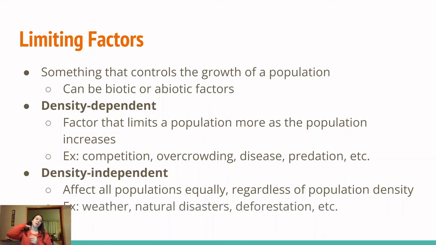So a lot of these come from Mother Nature. Weather. If there's a drought, it doesn't matter if I have 1 tree or if there's 100 trees. They're all going to be suffering. Natural disasters. A tornado comes through, it doesn't care. A flood comes through, it doesn't care how many organisms are in its path, it's going to wipe them out. Deforestation. We're taking out the entire forest, doesn't matter how many organisms are in there. So those are all going to affect the population equally. Could be really, really high population, could be really, really low. Either way, they're all affected the same.